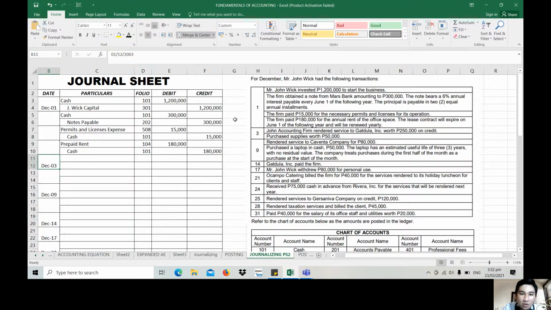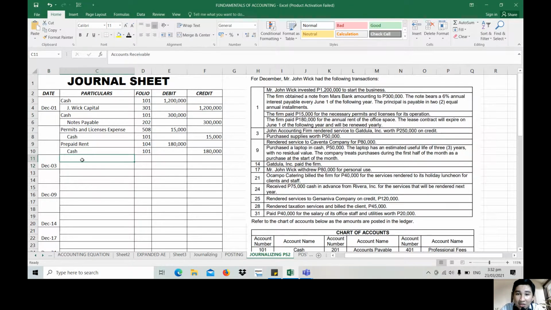Ayan. So, dyan, the accounting firm rendered service to Gatdula Incorporated worth 250,000 on credit. So, ang business pala nila, kinakaligtaan nating i-identify kanina, accounting firm. So, they provide accounting services. So, service, hindi product ang kanilang ino-offer, kundi service. Ayan. Nag-render siya ng service.